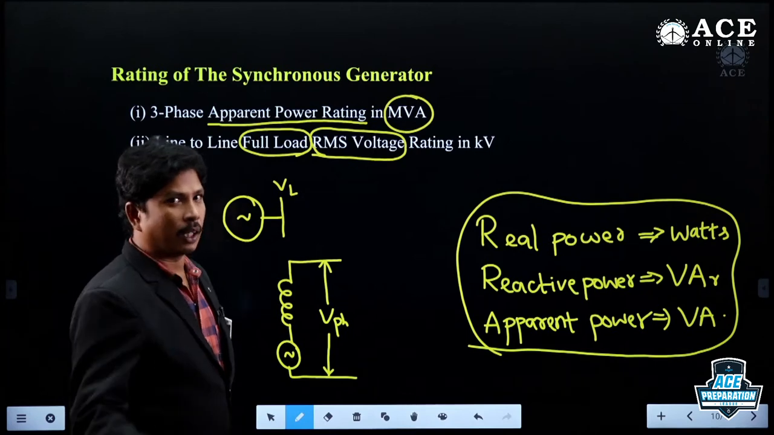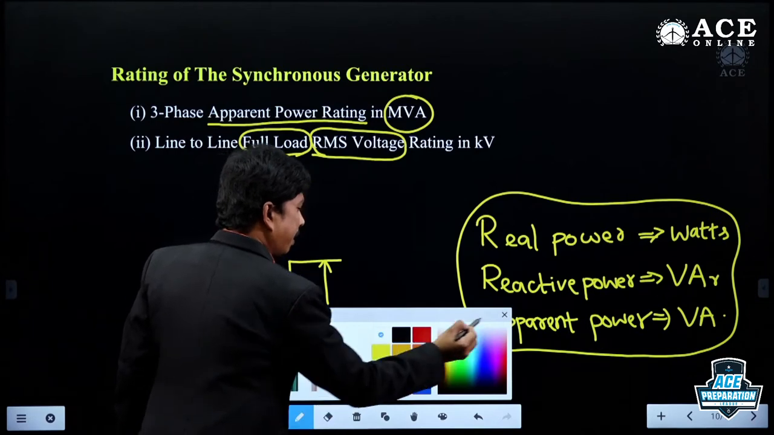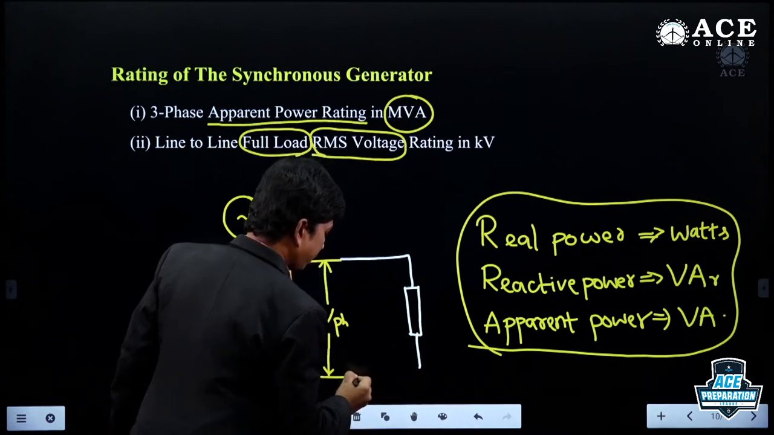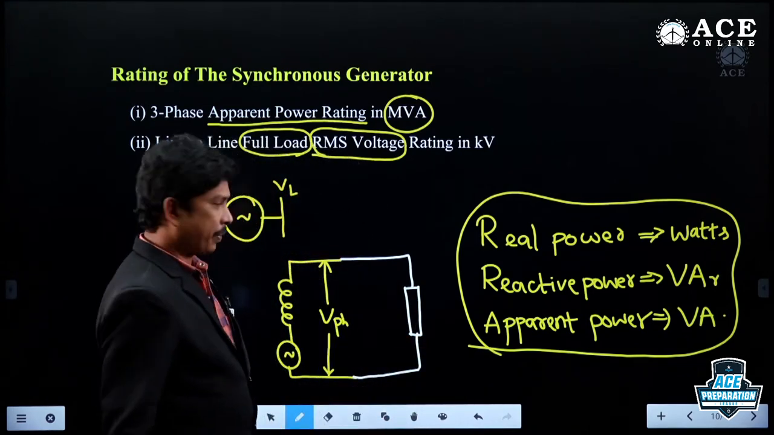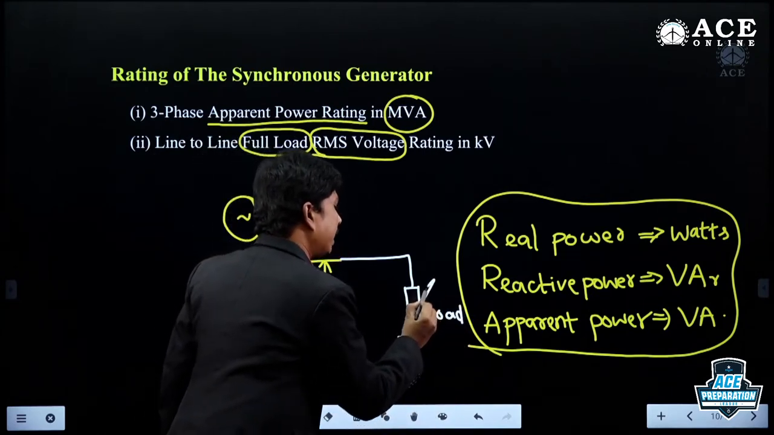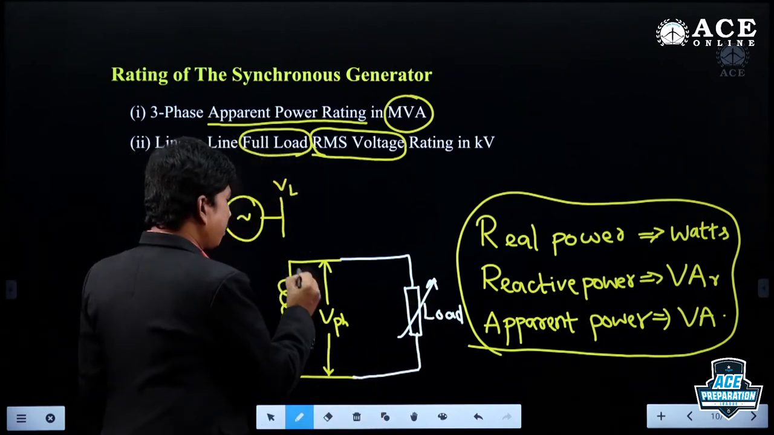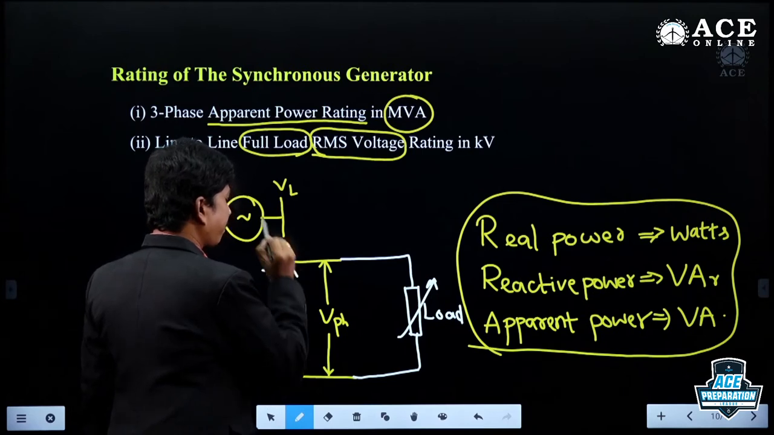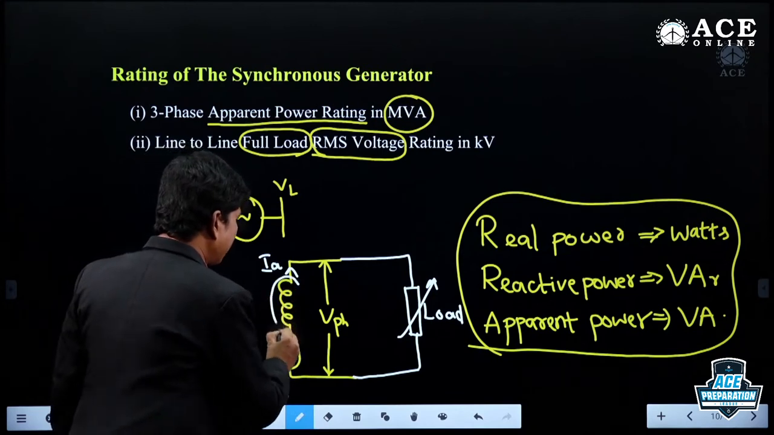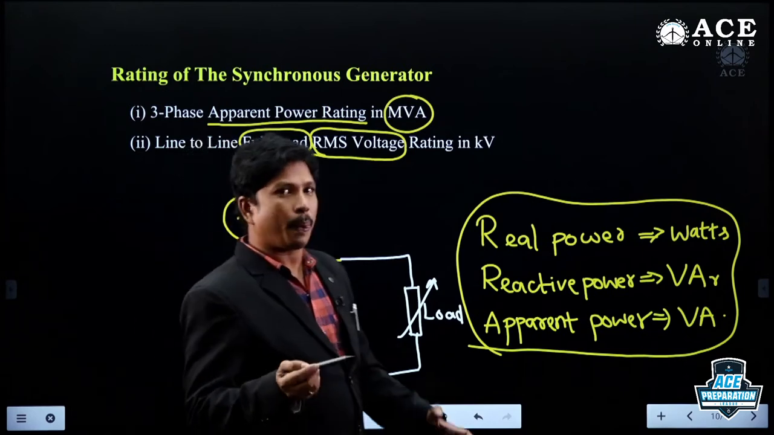Whatever it may be, I am giving one conclusion here. Try to understand this. Suppose for this generator, whenever we are connecting the load, whenever this load is increased, the current flowing through the generator will also increase. Therefore, the drop in the internal impedance of the generator will also increase.